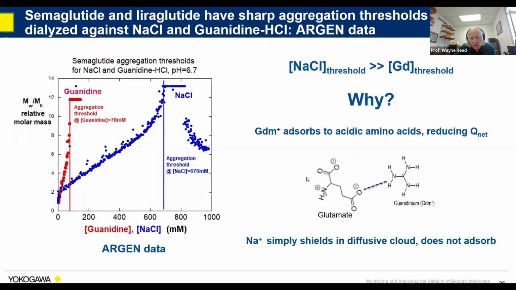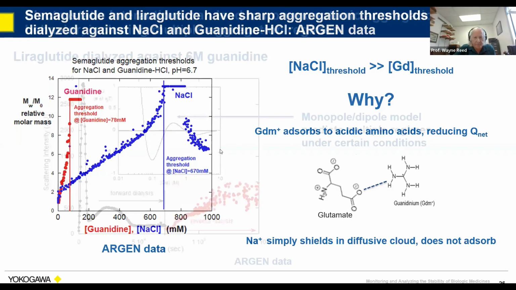Well, guanidine has a delocalized positive charge, which then interacts with the negative charge on the negative amino acids, and that neutralizes the charge. That brings Q net down. You just lowered Q net, and that's your hero. That's what keeps it stable through the repulsion. And now the evil dipoles come in. You've reduced charge, and the dipoles act much earlier and cause the aggregation concentration to be much lower with guanidine compared to salt.